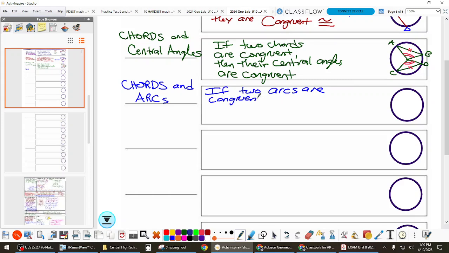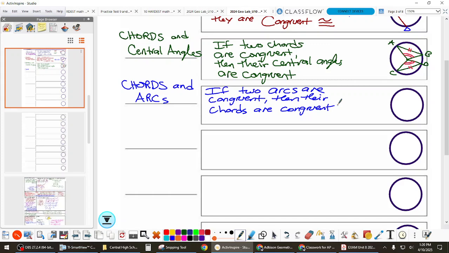There's a lot of congruent stuff with chords, right? So if two arcs are congruent, then their chords are congruent. Now when we talk about congruent arcs, are we talking about arc length? Or what was the other one? Arc measure. Which one do you think we're talking about? It is arc measure, yeah.